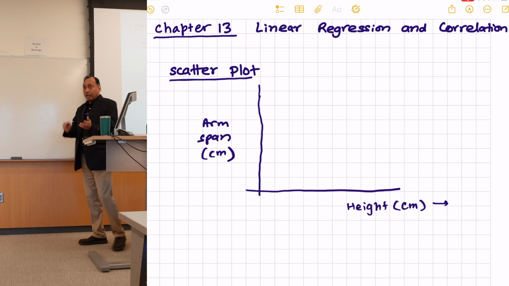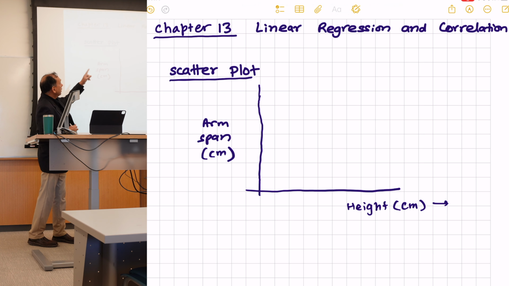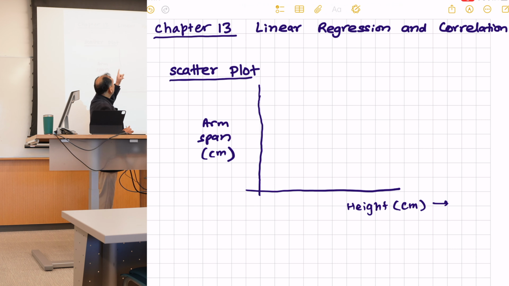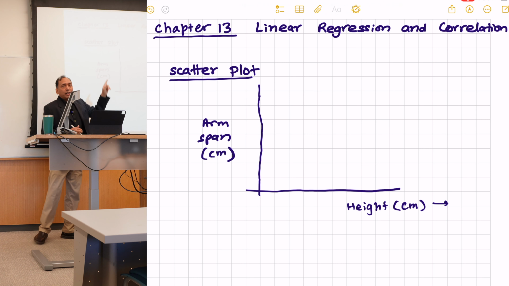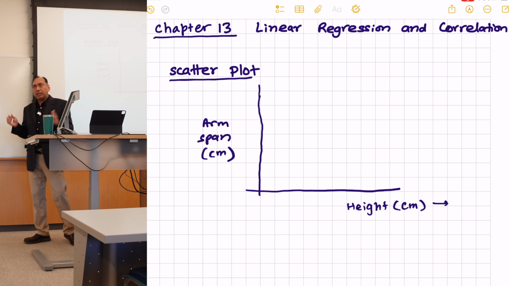To find if they are related or not, the best way is to make a plot. Any linear regression or correlation study always starts with a scatter plot. The reason is, this method is called linear regression, and we can use a linear method only when two variables are related in a linear manner.